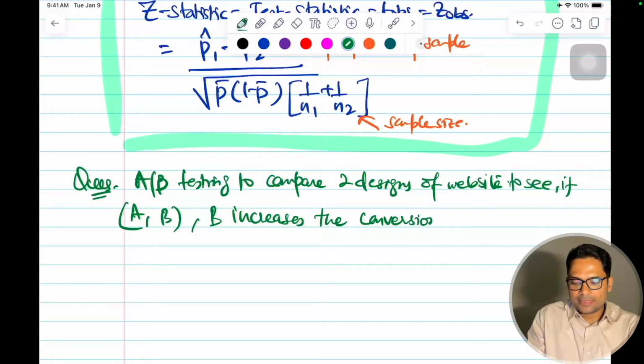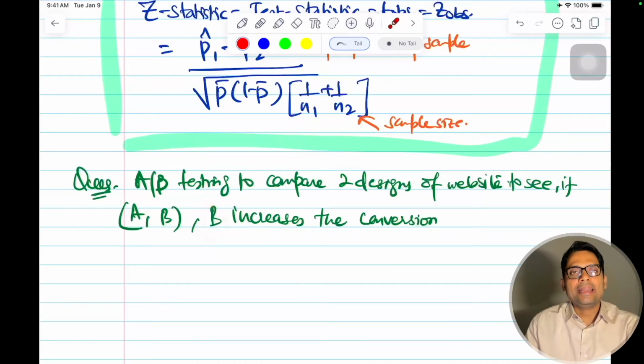So maybe A is the existing design and B is the advanced design. Maybe the color of some button is changed or the web page font is changed, some minor change has been done, or major also. And then I say that the new change, which is measured by B, increases the conversion rate, and for that I'll have data, and from that data we'll do the z-test of proportion to understand whether the claim is true or not. And this is a hypothesis testing.